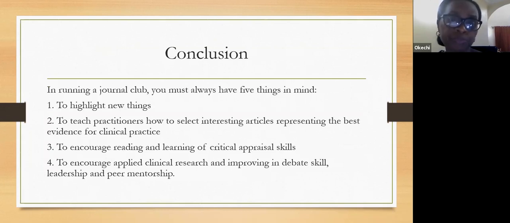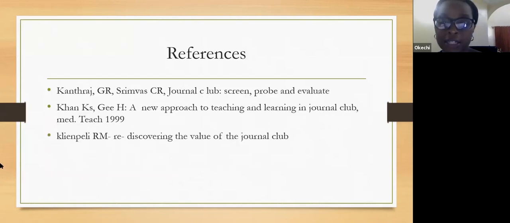Okay, in conclusion, in running a journal club, you must always have five things in mind. So having said all that we have said today, to highlight new things, there must be something new that we have to learn from it. To teach practitioners how to select interesting articles representing the evidence for clinical practice. To encourage reading and learning of critical appraisal skills. To encourage applied clinical research and improving in leadership and peer mentorship. Thank you very much, and thank you for listening.